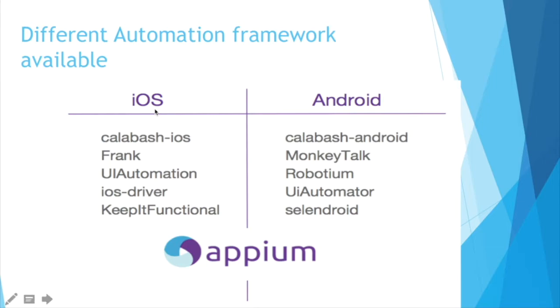We have Calabash iOS, Frank, UI Automation, iOS Driver, KeepItFunctional. A similar kind of thing on the iOS platform, and on Android we have Calabash Android, MonkeyTalk, Robotium, UI Automator, Selendroid. Basically, if you work with one of those, they are targeting only one platform. If you are using Frank, it's only on iOS. If you are using Robotium, it's only on Android. Even across platforms, they have certain limitations which you cannot take advantage of on another platform. So each of these has certain limitations.